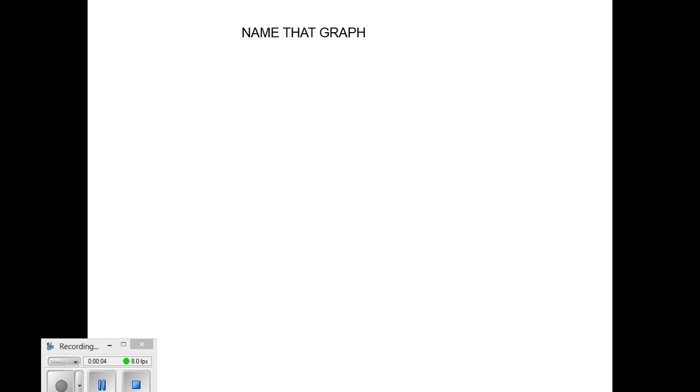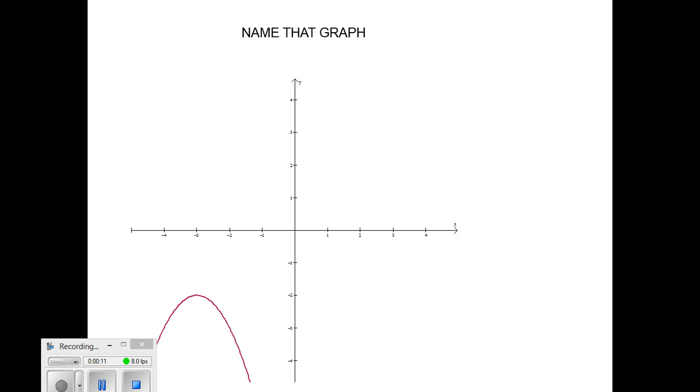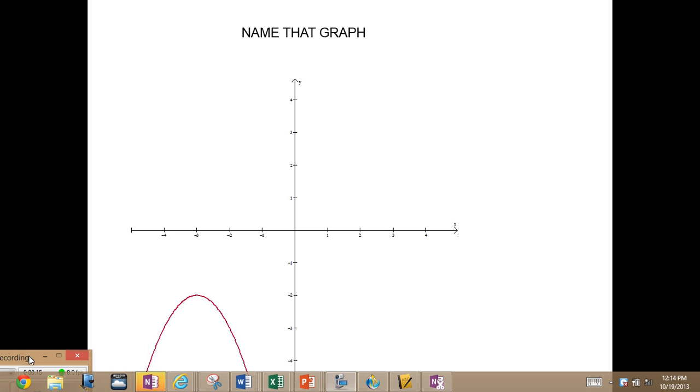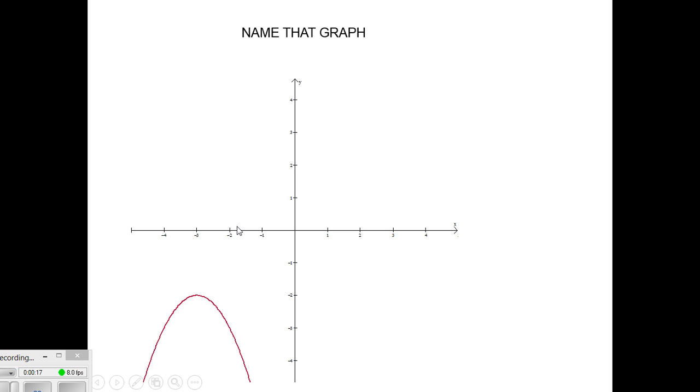Now we're going to play one of my favorite games. It's called Name That Graph. Alright, so here is the graph, and you have to come up with its name. Okay, now obviously we're going to say, well, it looks like some variation on x squared. Yes, it is. Okay, and what is the equation for this?